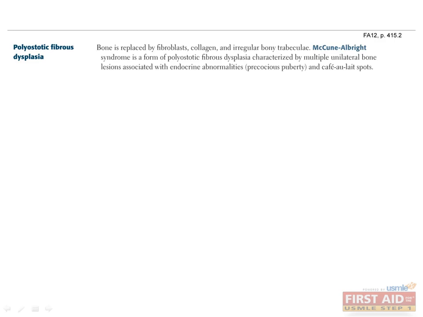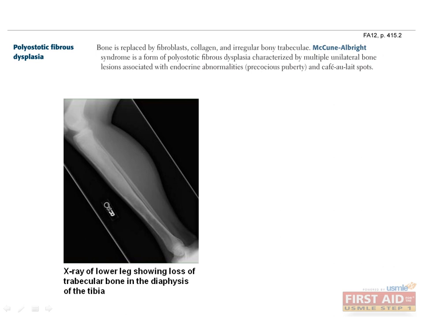In patients with polyostotic fibrous dysplasia, the main pathology is that bone is actually replaced with fibroblasts, collagen, and some irregular bony trabeculations. As the name implies, it is an abnormal fibrous growth of many bones in the body. There is a type of polyostotic fibrous dysplasia that may be very boards relevant, and it's called McCune-Albright syndrome.